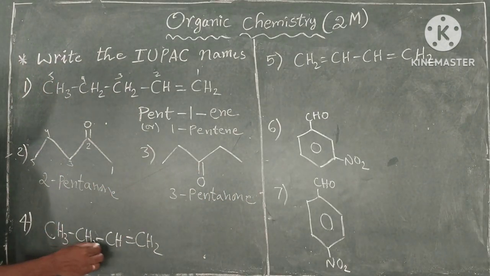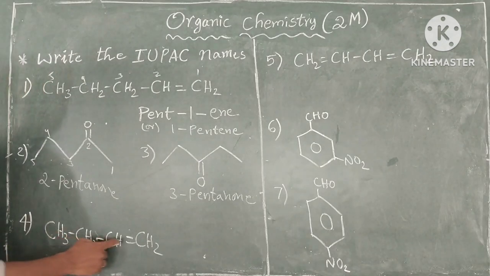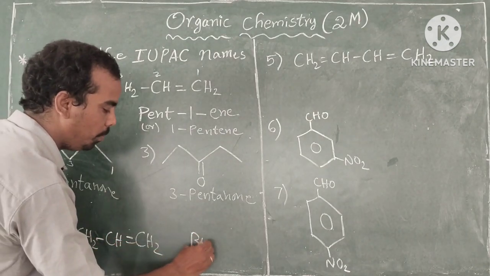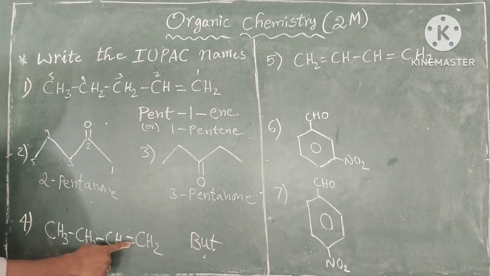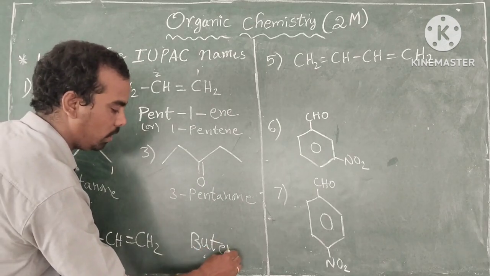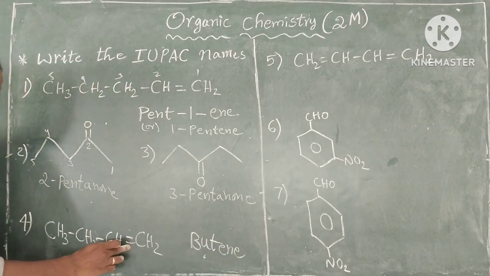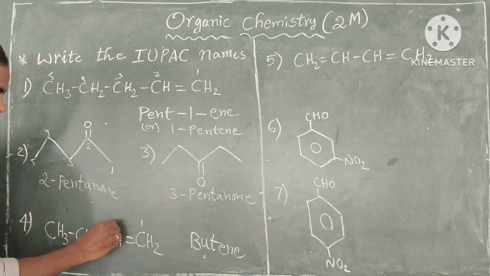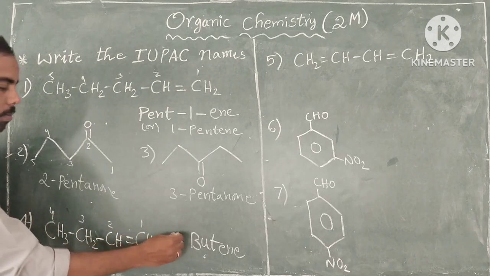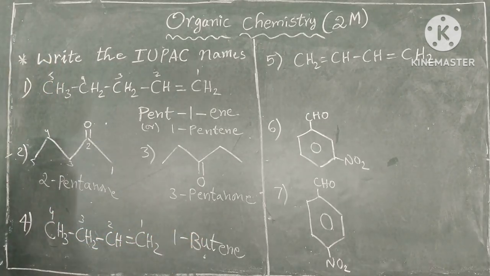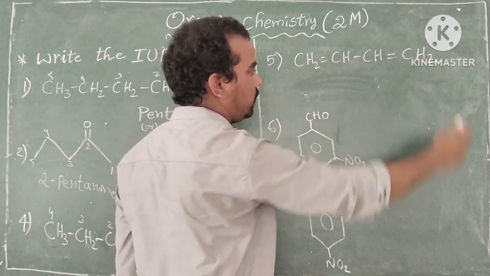So next, CH3, CH2, CH double bond, CH2. How many carbons? 4 carbons means but. Double bond is present, so it is called ene: butene. Double bond is present at which position? First position, 1, 2, 3, 4. So 1-butene. Okay, next one.